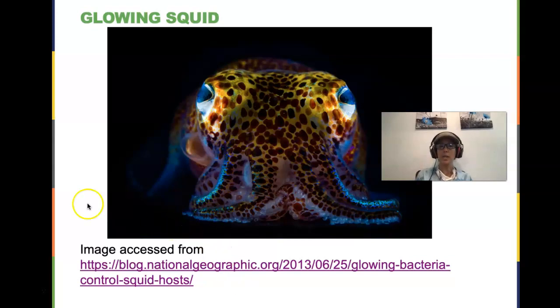But these squid, their circadian rhythm is controlled by the populations of these Vibrio fischeri prokaryotic cells in their light organs. When the bacteria light up, that wakes up the squid, and when they are in lower numbers and decrease their illumination, the squid goes to sleep.